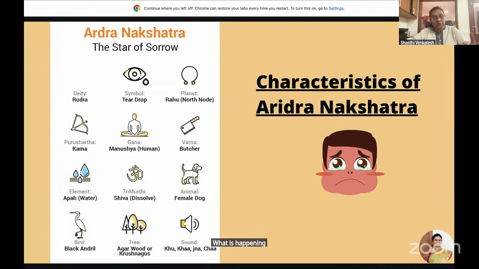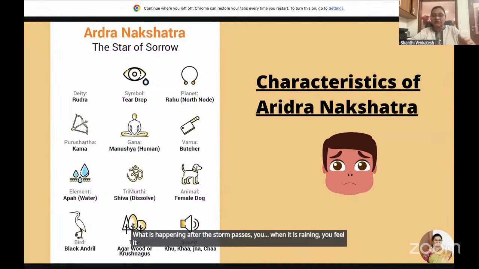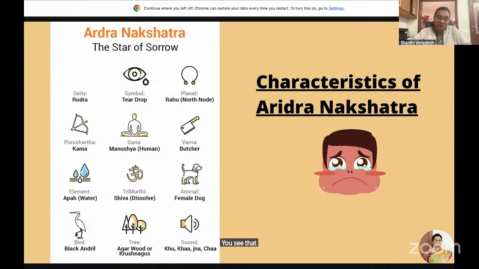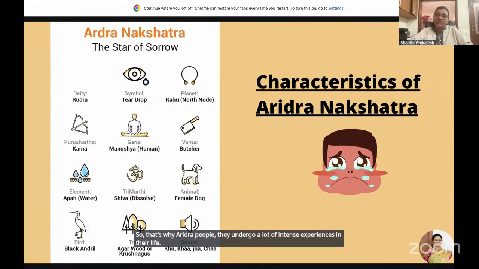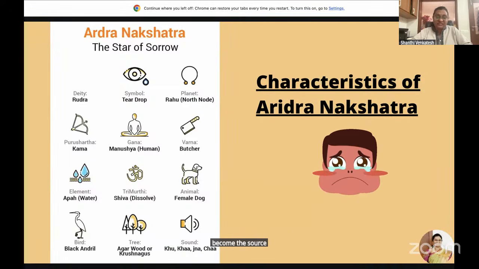What is happening? When it is raining, you feel it is destructive. But after the storm passes, you see that the whole land has become wet, it has become fertile, and new life begins. So this destruction makes way for new beginnings. That is Aridra. That's why Aridra people undergo a lot of intense experiences in their life. And eventually these experiences become the source of their strength. They become wiser, and there'll be a great transformation in their lives. So they become better individuals, we can say. What the storm destroys, it also makes way for a new life. That is about Aridra Nakshatra.